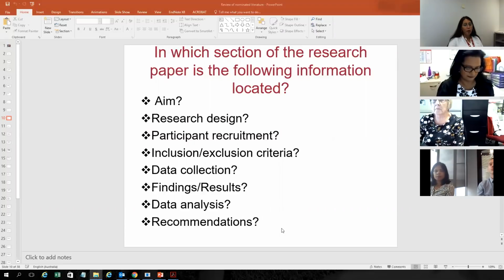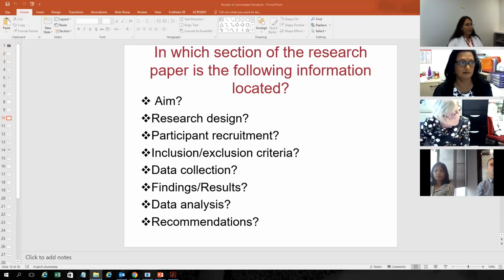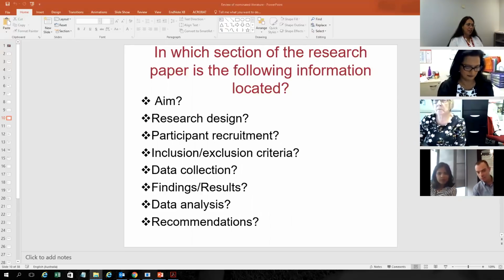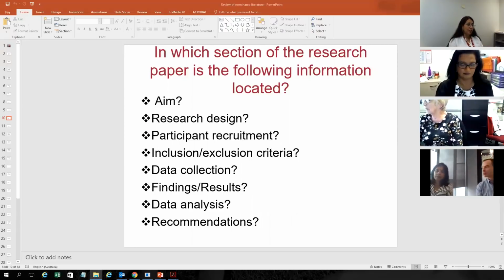Where would you find recommendations? Could you please type in the chat box? Everybody is thinking, this is a bit of a difficult one, isn't it? Where would we find recommendations? In the results findings. Now I'm going to check with Shija, because as you all know, I'm not a nursing tutor, so I cannot touch on content.